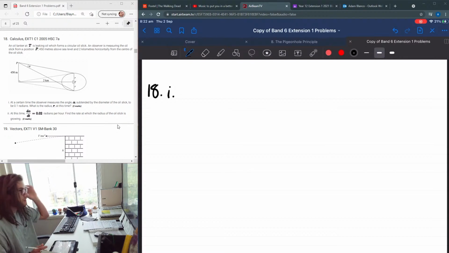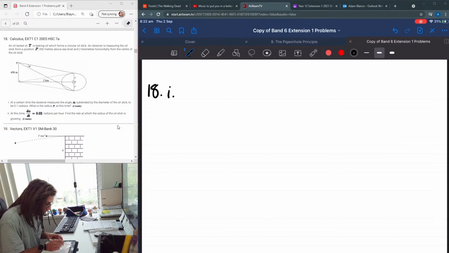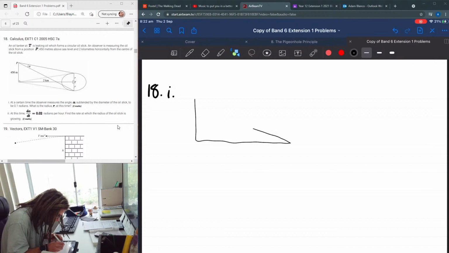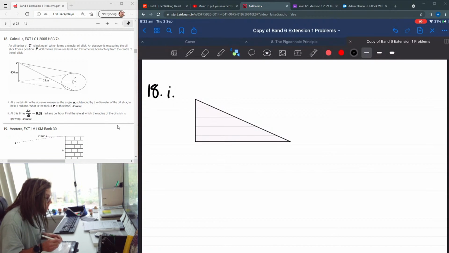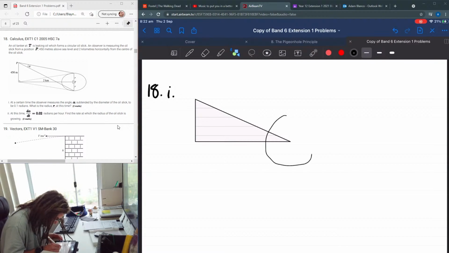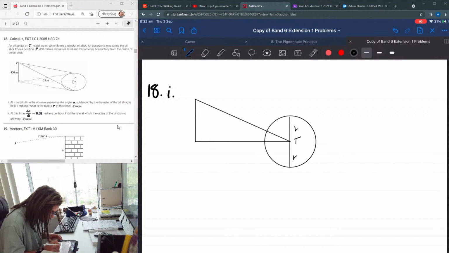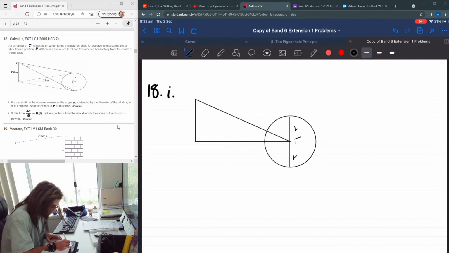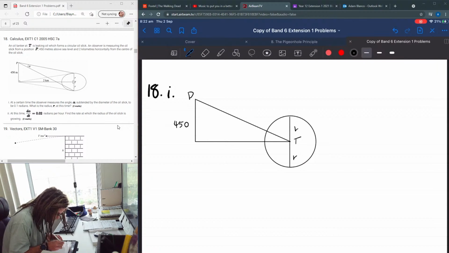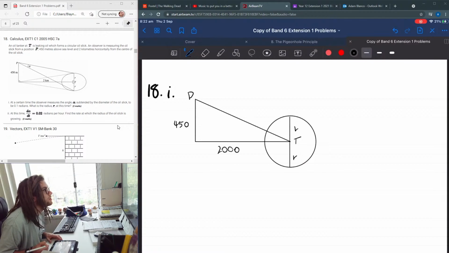I'm going to redraw this weird looking triangle so it makes a little bit more sense, hopefully. You know how good I am at drawing things on here. You've got this right angle triangle, which is the flat area. Then you've got a circle coming off T. That's my radius, R, T, P. That's 450. That's 2,000. It's in kilometers.